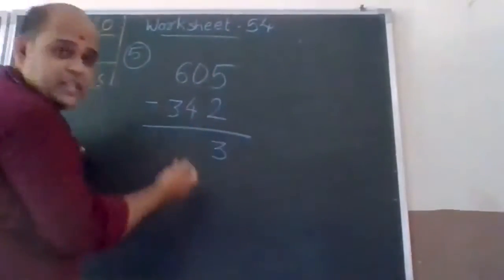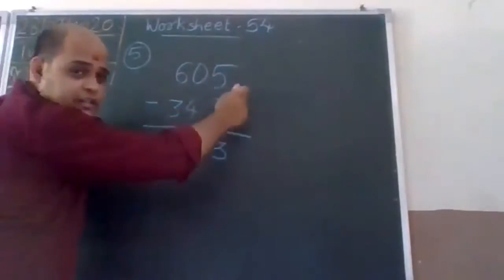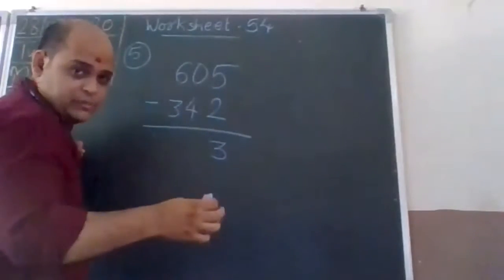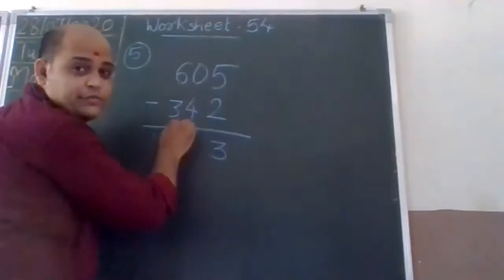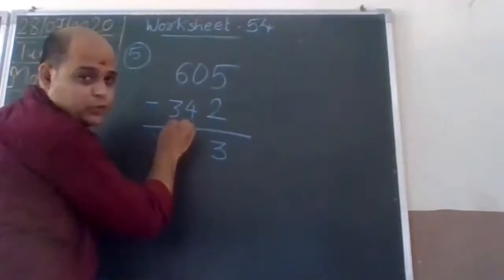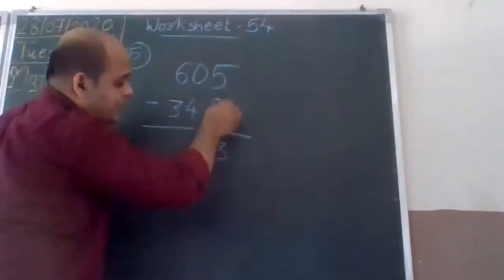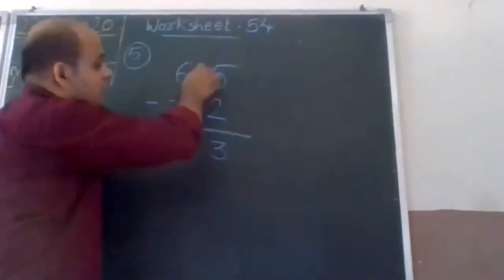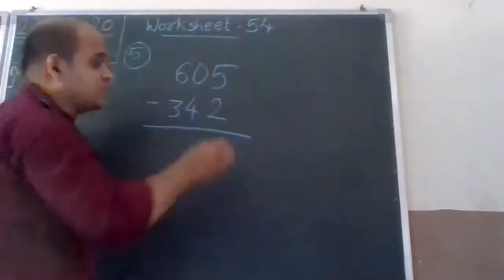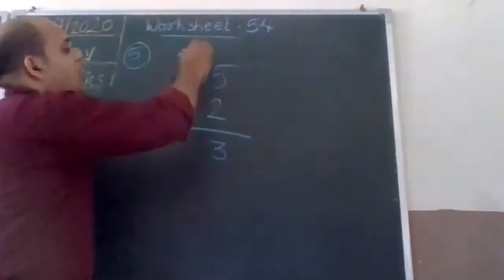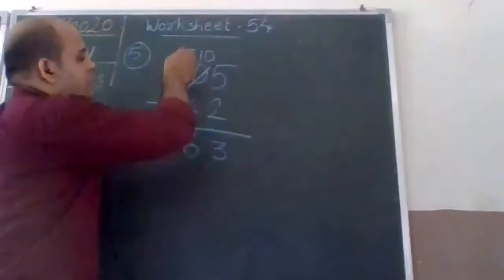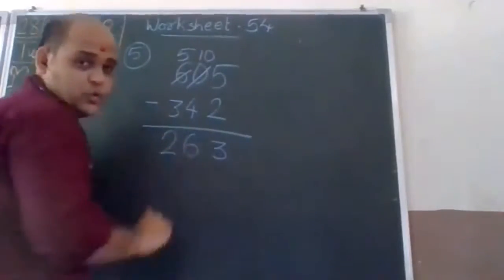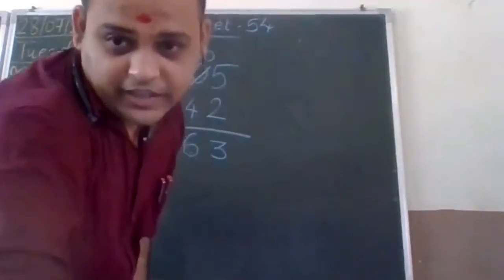605 minus 342. 605 people in the cinema. Out of 605, 342 bought popcorn, right? So 5 minus 2 is 3, 0 minus 4 is not possible. So we will borrow. 10 minus 4 is 6, 5 minus 3 is 2. Okay, that is the correct answer.